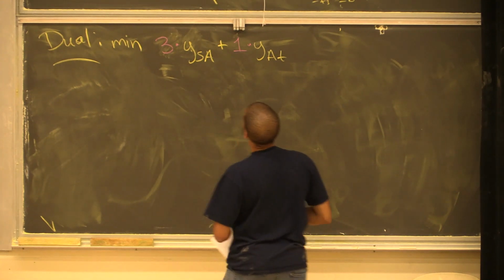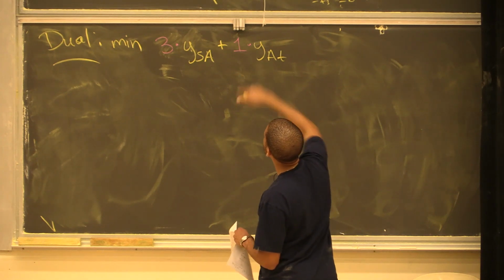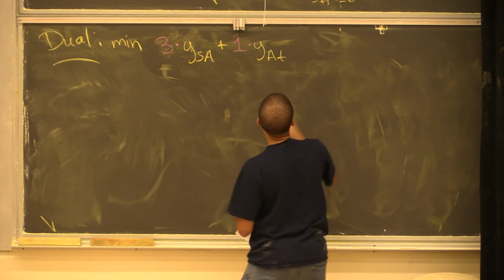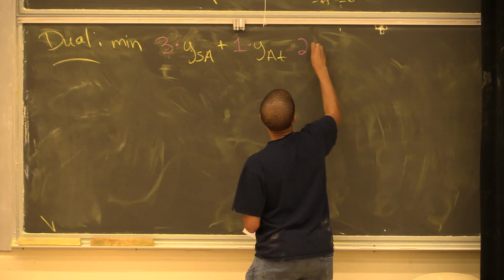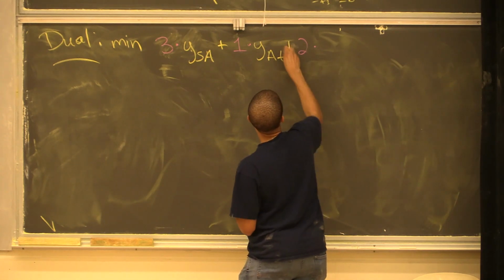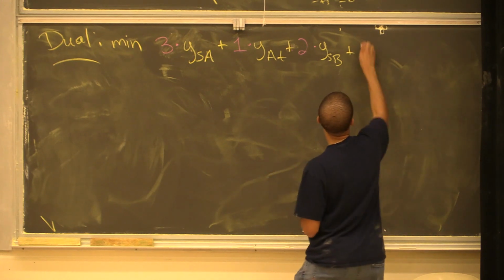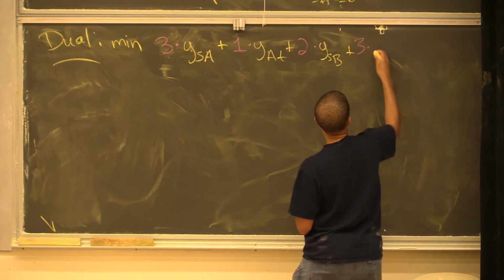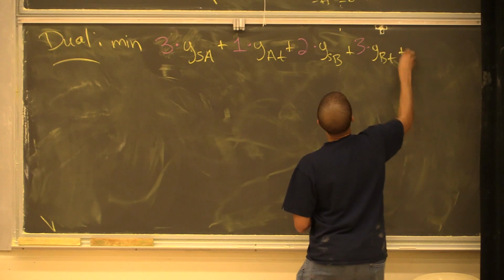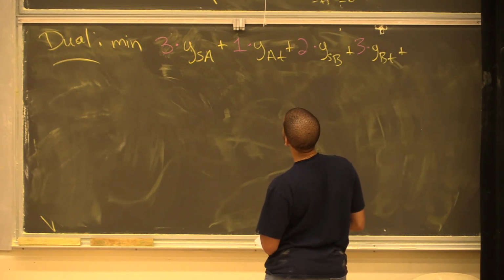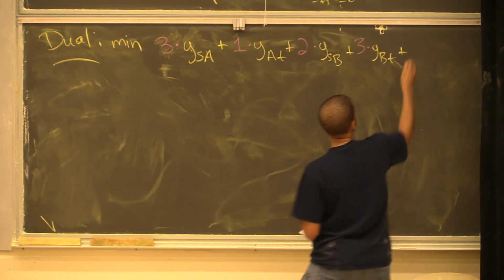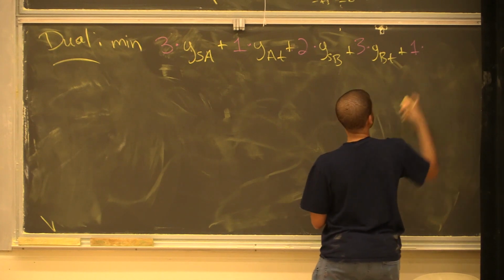So I said YSA, YAT, I also need SB, plus 2 times YSB plus 3 times YBT plus, there's one left, I think, which I'm missing, is AB, 1 times YAB.